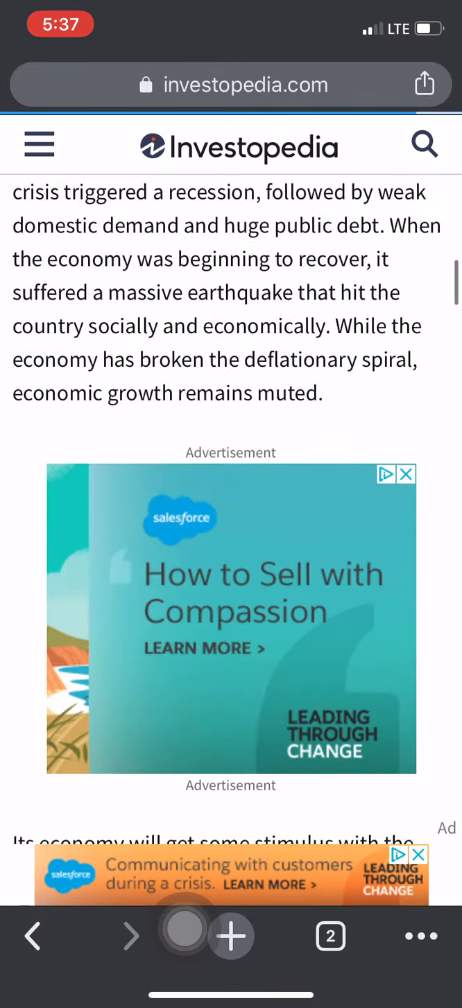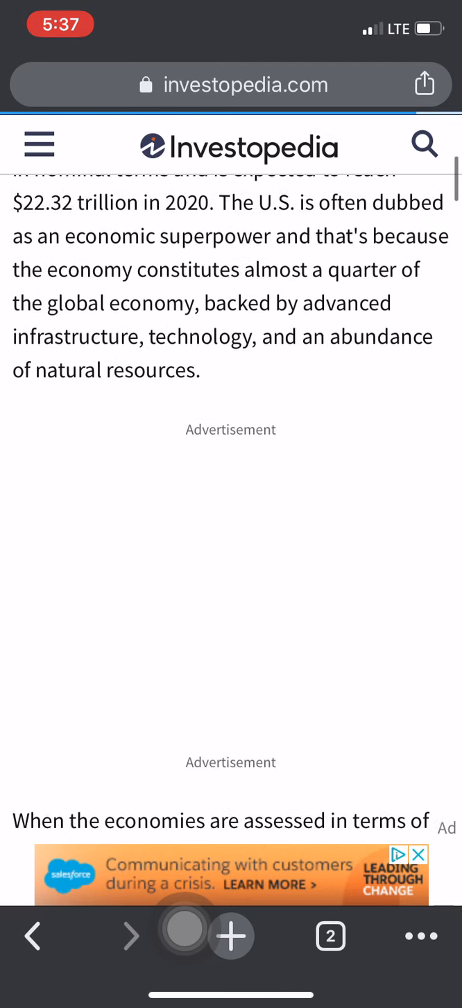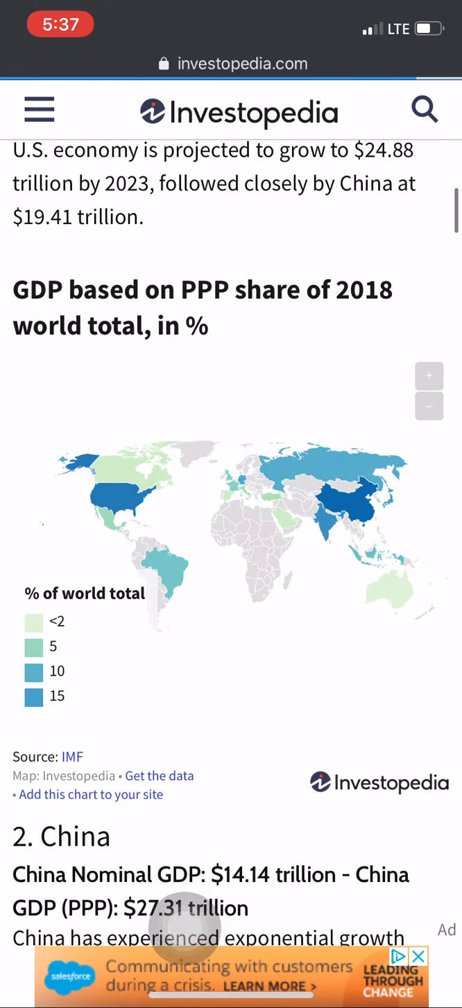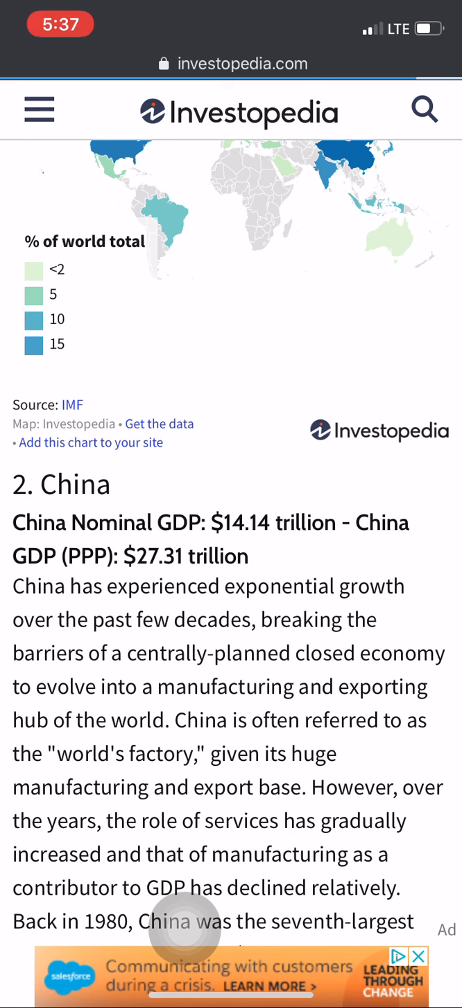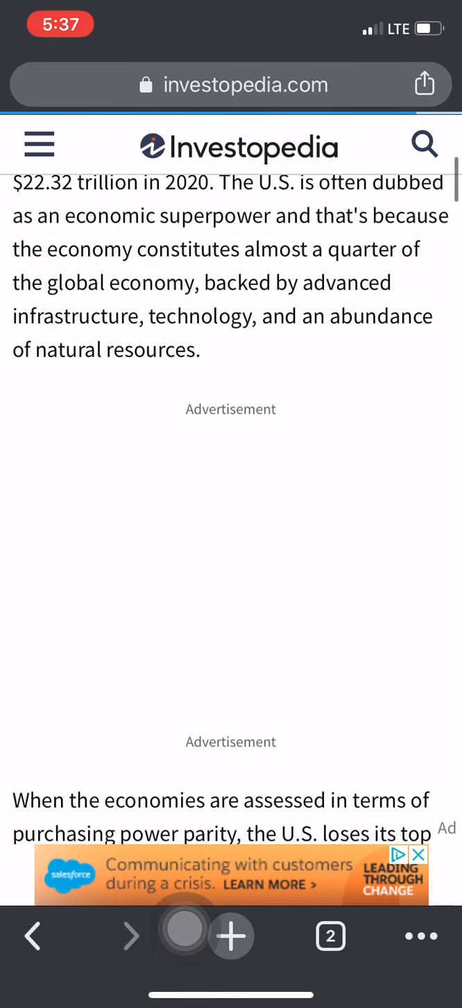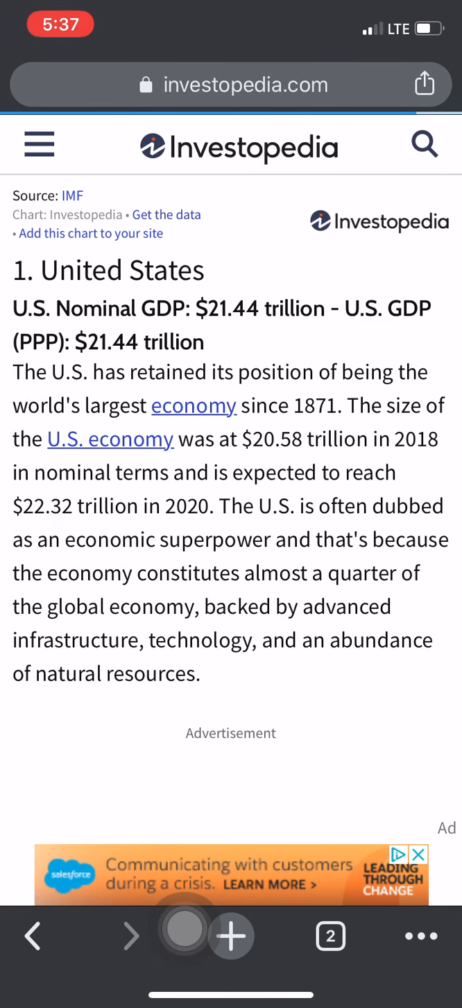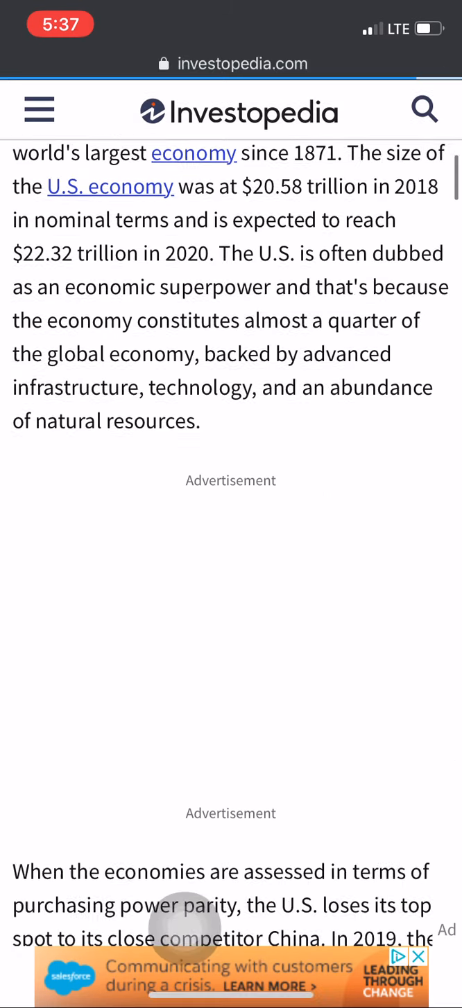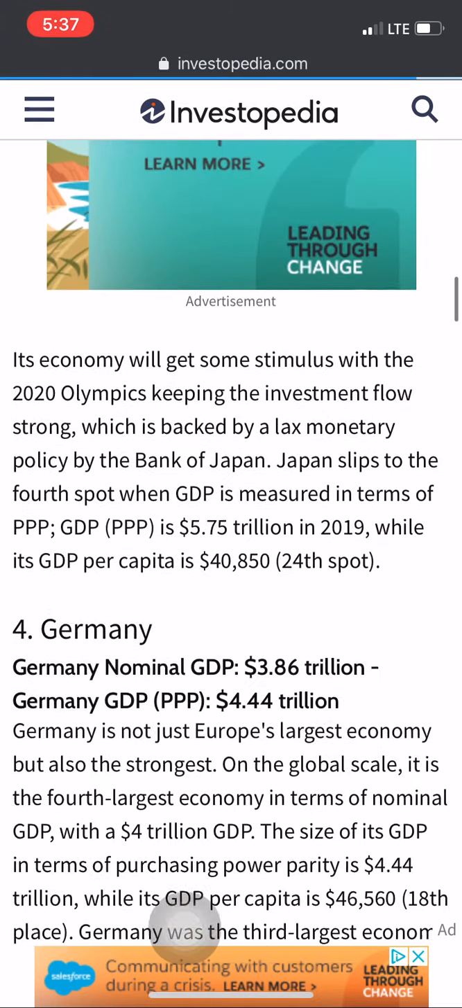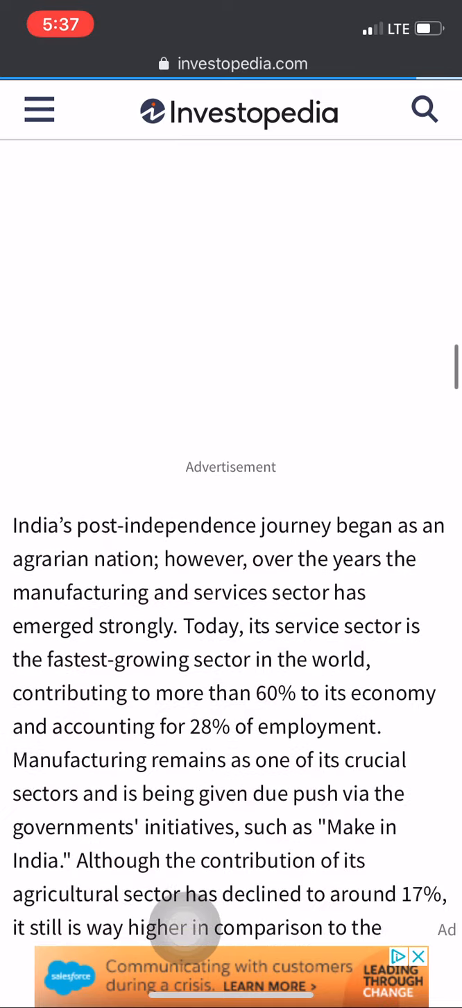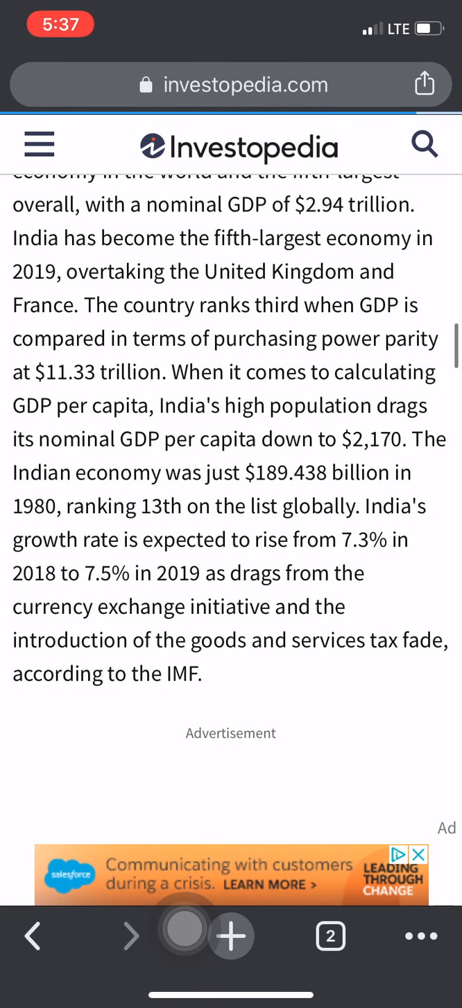So if you compare all the countries that we have gone through so far, China is the largest economy in terms of purchasing power parity. Then comes the US, which is almost $6 trillion lesser than China, and then the third largest economy is India.